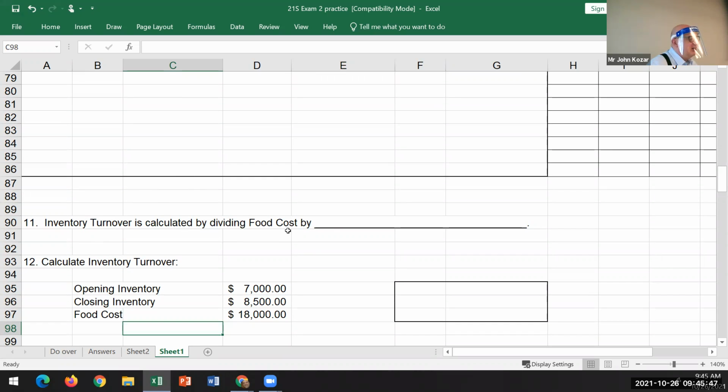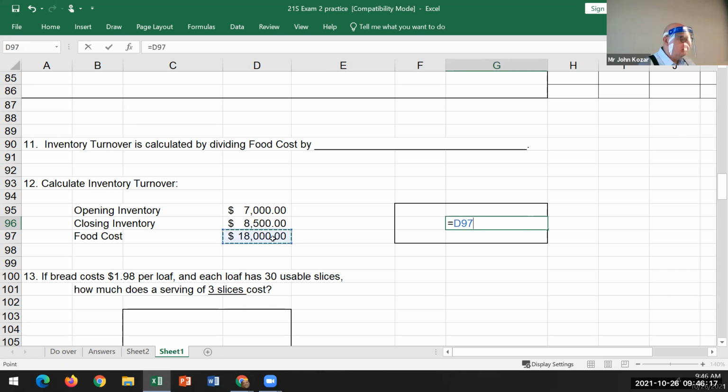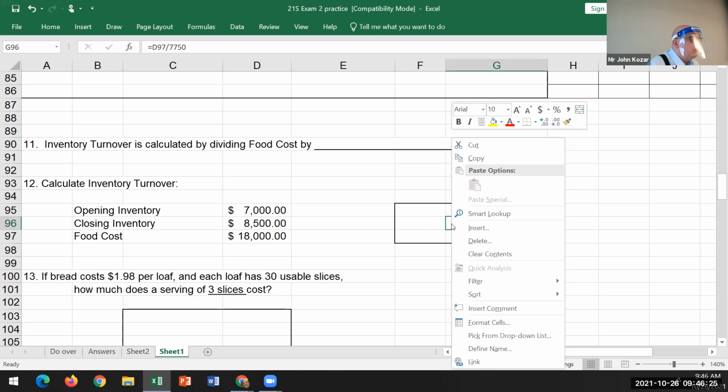Inventory turnover is calculated by dividing food cost by average inventory. Okay. Calculate inventory turnover. So we're going to get the average of these two numbers, which is 77.50, and divide our food cost by that. That's another dollar amount.